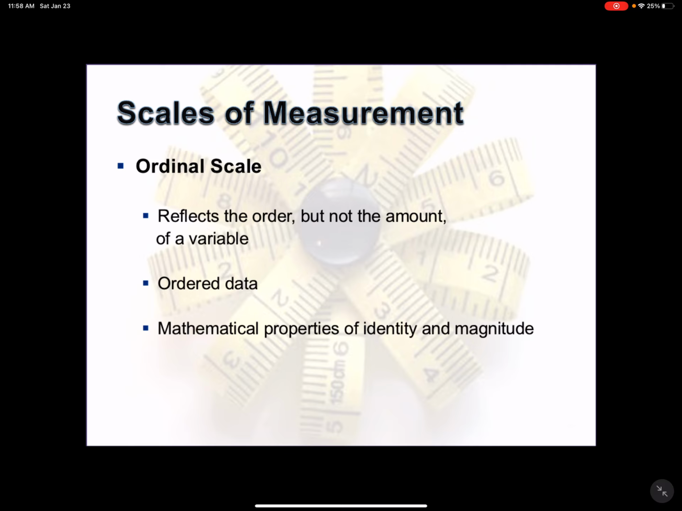Now that's in order. We know that 1 was the favorite one, but just from those numbers, we don't know if second place was really close to first place, if it had almost as many votes, or if first place totally took it away. We don't know. We don't know the distance on an ordinal scale.